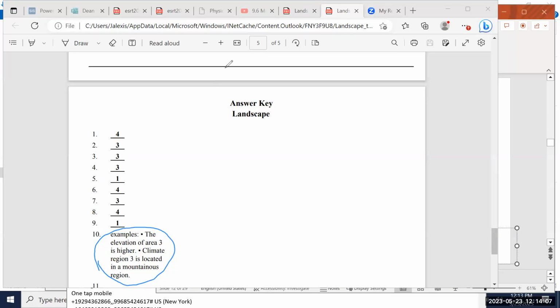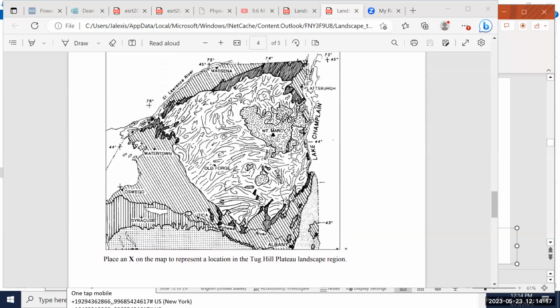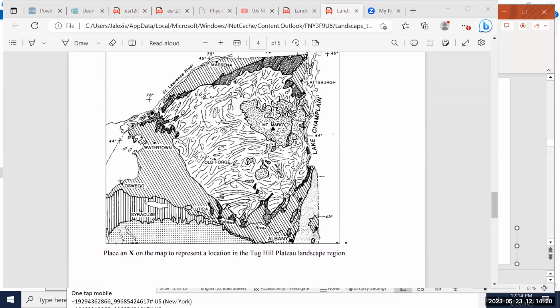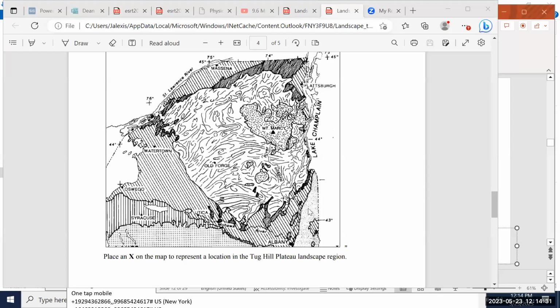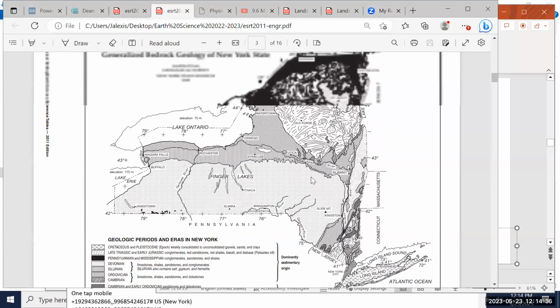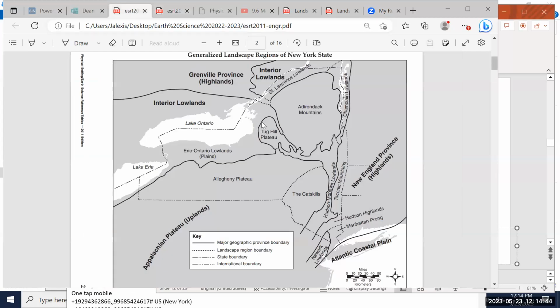All right, let's take a look at number 11. When I'm looking at number 11, it says place an X on the map to represent a location of the Tug Hill Plateau landscape region. So where would I place my X? We know that this part is focusing on this part right here on page 3 of the reference pages. So let's look at where the Tug Hill Plateau is.